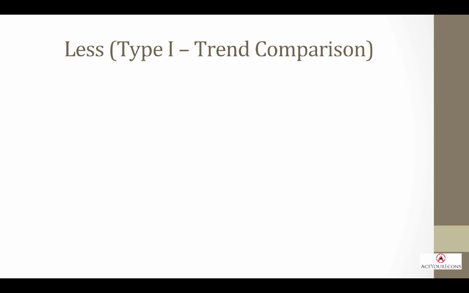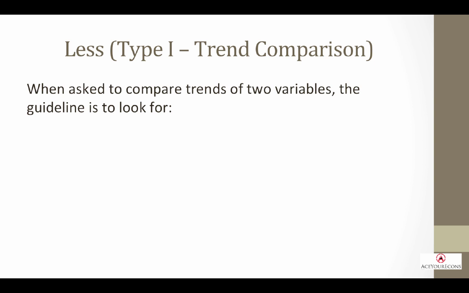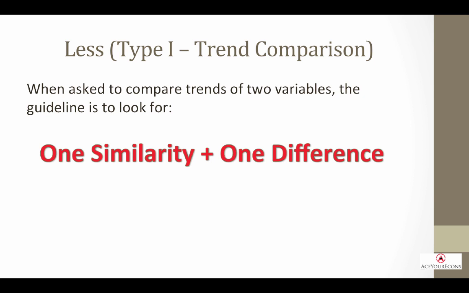So now we want to look at the second subtype of type 1, trend comparison. Earlier on we are done with trend description. First of all, when we want to talk about comparison, we need two variables in order to have a comparison. If not, you're not going to compete with yourself. You need to compare between two different variables. In this case, the guideline is always to look for one similarity and one difference between the two variables. This is the general guideline.